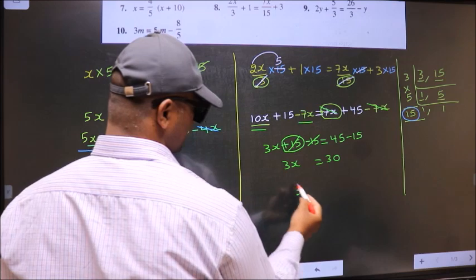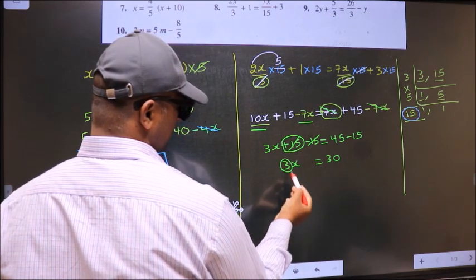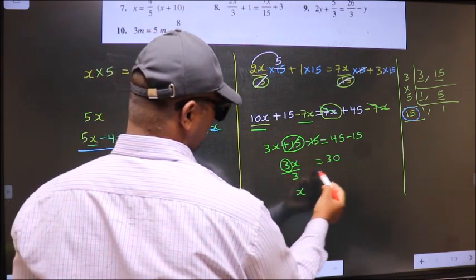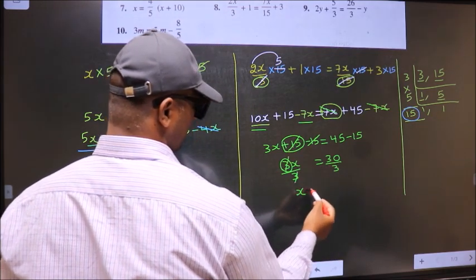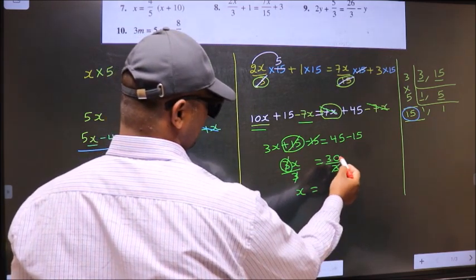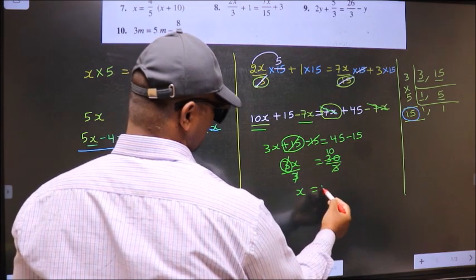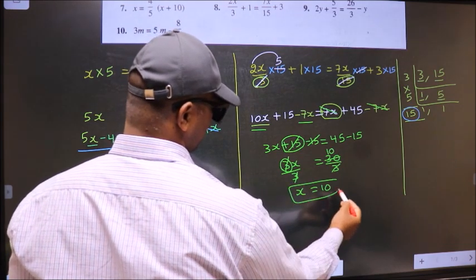Now to get x, we should remove 3. So to remove 3, you divide by 3 on both sides. So this cancels out, here x equal to, here 3 ones, 3 tens. So x equal to 10 is our answer.